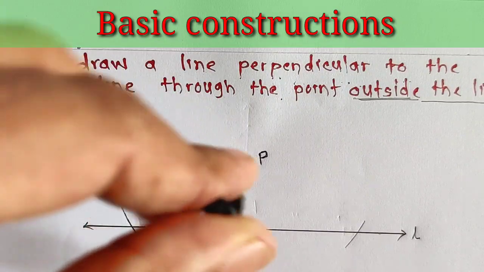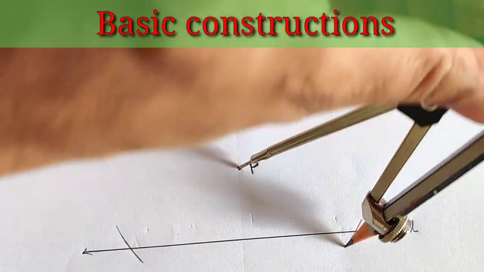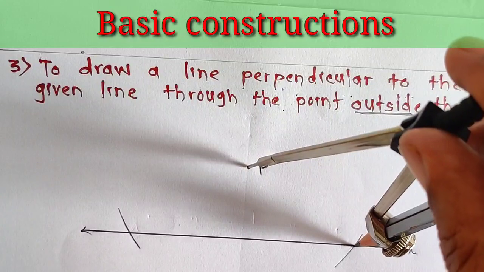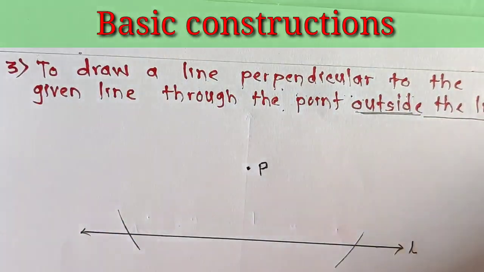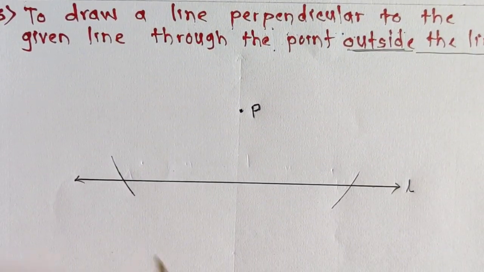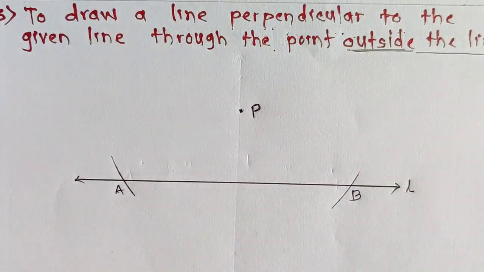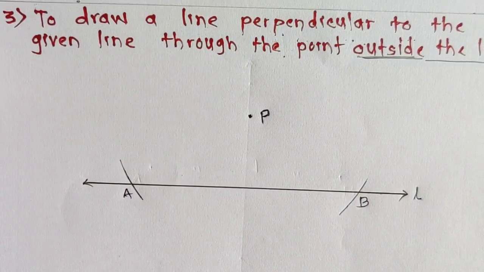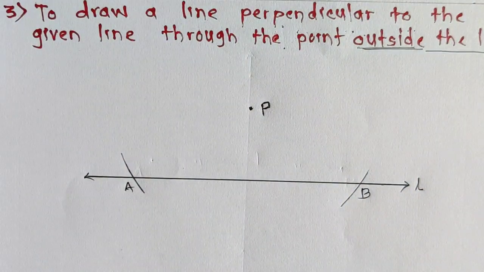Here draw one arc with equal distance, and here we have to draw another arc. Now let the points be A and B. This point A and this point B. Now same, we have to bisect segment AB. You know the bisector, the first construction we have to repeat again. So that first construction is very, very important.